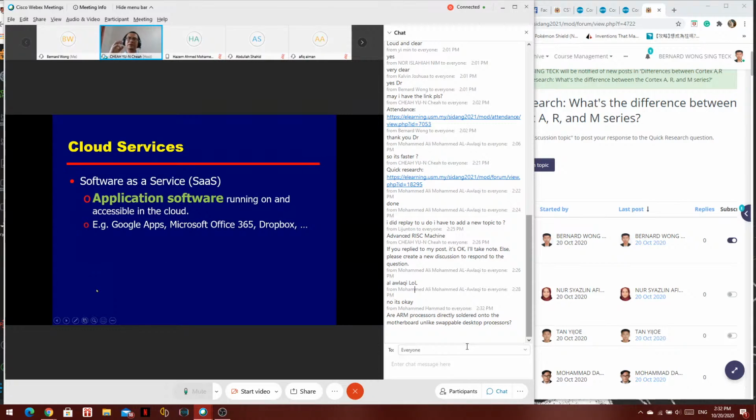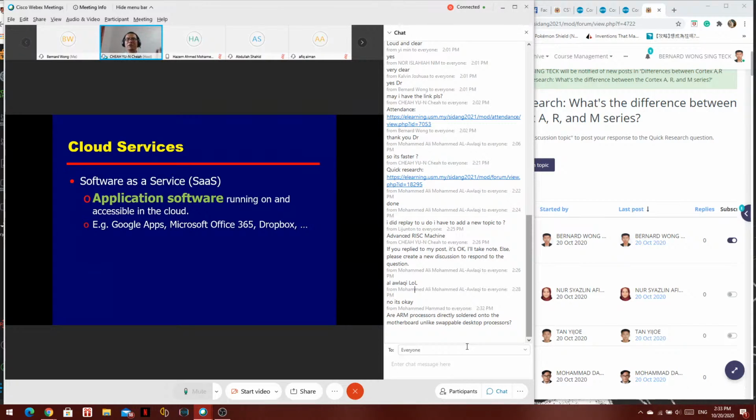Now there are three main cloud-based services. The first one here is software as a service. Notice that everything on the cloud is a service. Why? Because the service provider is giving the user a service. They don't give you a product or something like that, but rather they give you a service. So the first one here is software as a service, right?